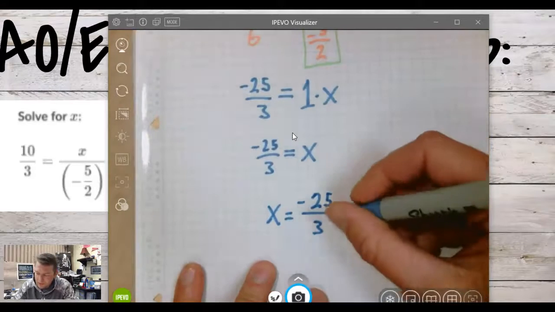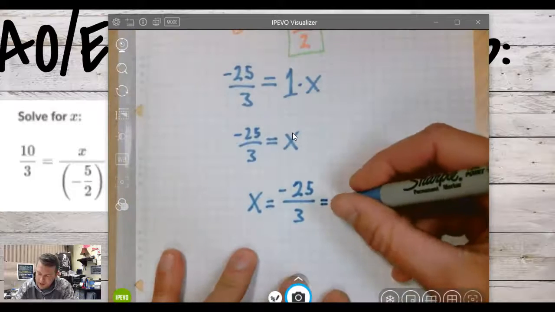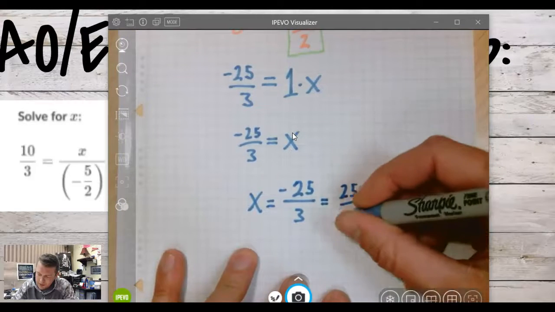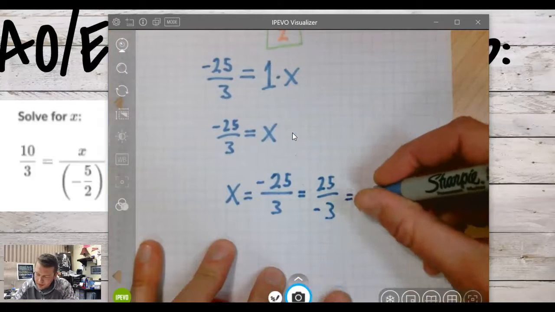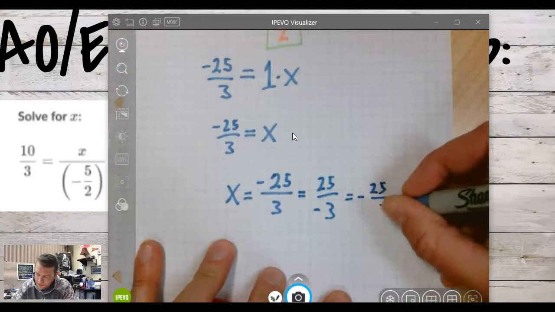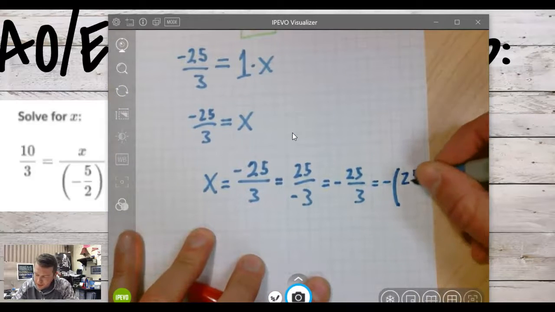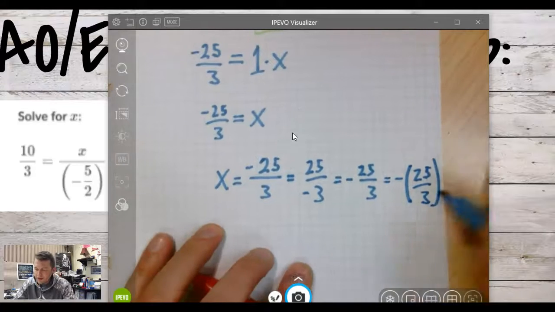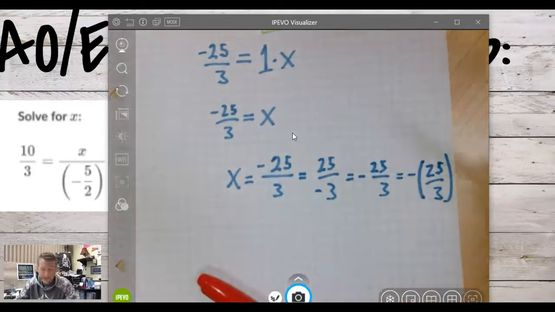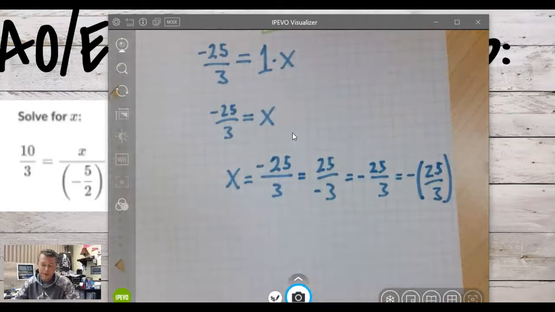For anybody wondering about the location of the negative, it doesn't matter. The negative could be on the bottom. The negative could be out front. The negative could even be in front of a parentheses that holds our fraction together. All of these are going to be the same since they only involve one negative in the division or in the fraction, right? Because a fraction is just representing division.